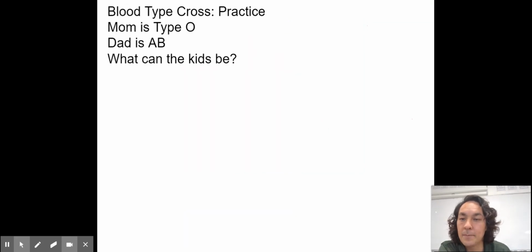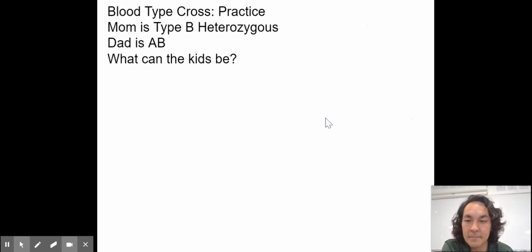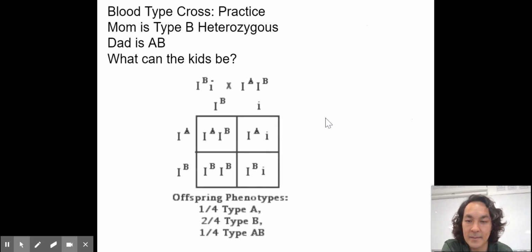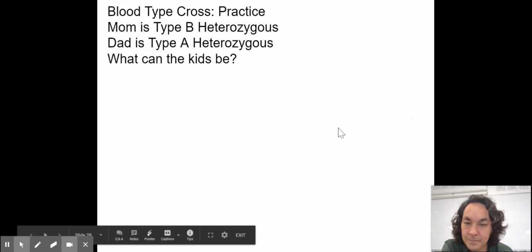All right, so can you practice this? Mom is type O, dad is type AB. What can the kids be? Well, hopefully you get this. And we did a couple of these in class. Mom is type B heterozygous, dad is type AB. What can you get? Here's the heterozygous mom. Here's dad AB, so you can get A, B, or AB, but no O's.